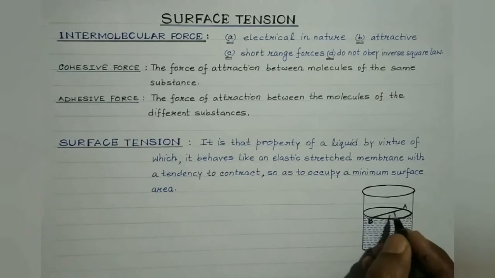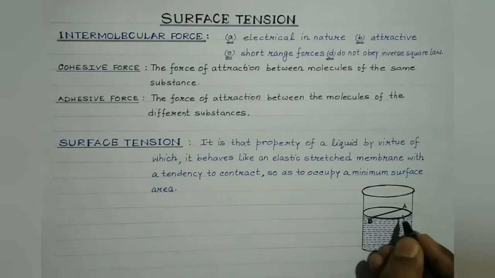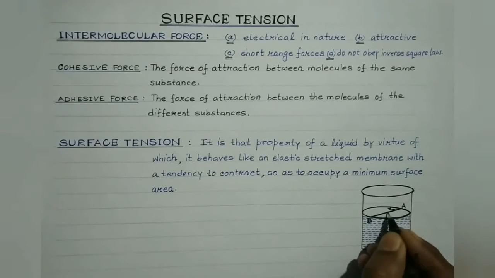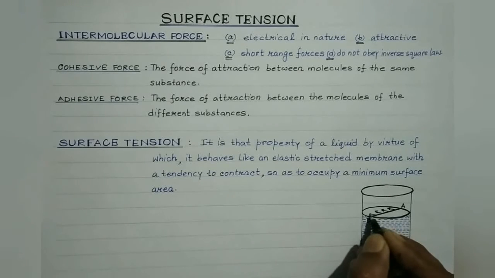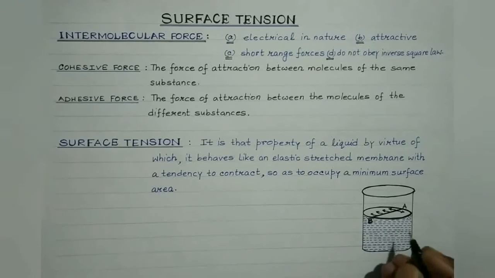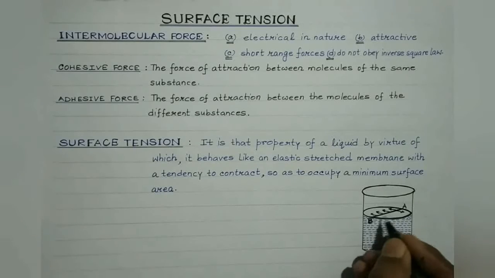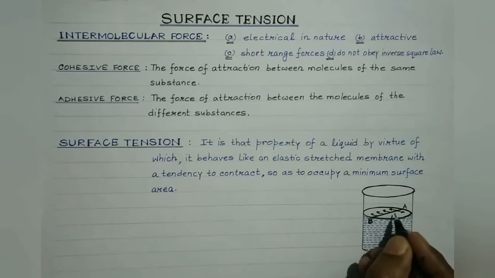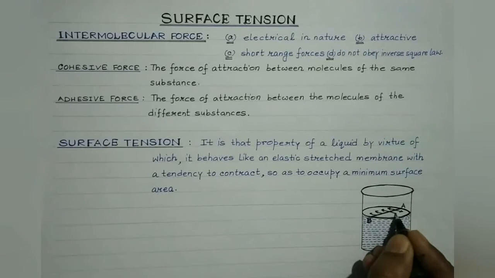It will be somewhat like this. These are the two portions of the liquid surface, right? It will tend to draw apart so as to attain minimum surface area, like this. So basically, the two portions of the liquid surface on either side of line AB have a tendency to draw away from each other, as indicated by these arrows.